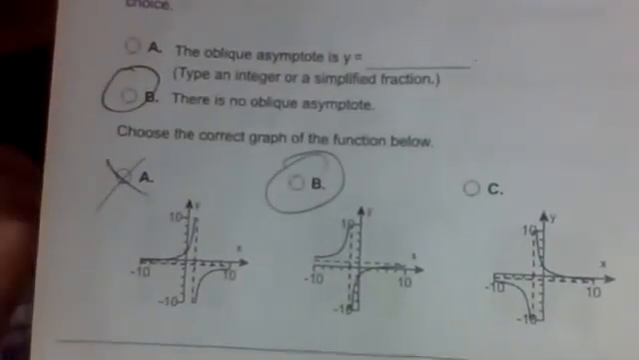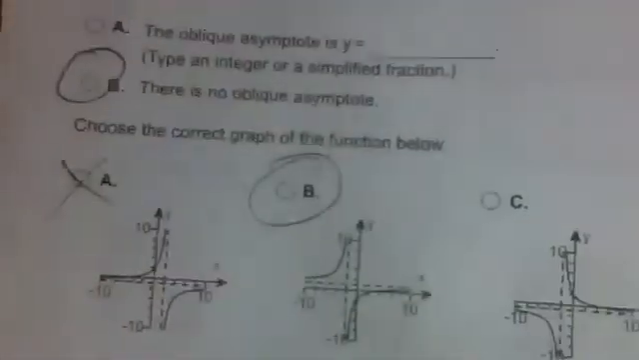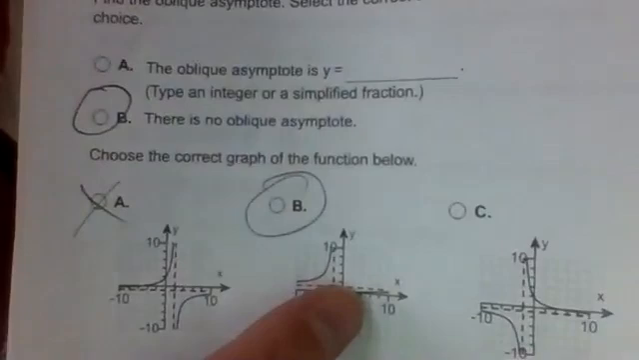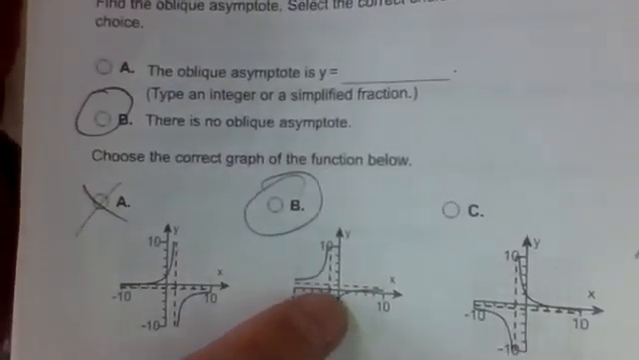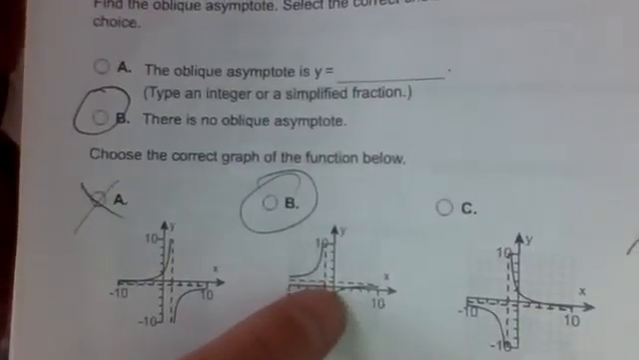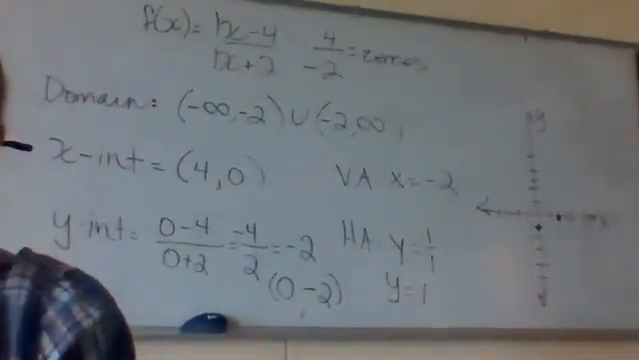It crosses the x-axis at 4. So if you look right here, that's 2, that's 4. See how it crosses the x-axis at that point? And it crosses the y-axis at negative 1. So in between the origin and negative 2 is where it crosses the y-axis. So that's why it would be B.